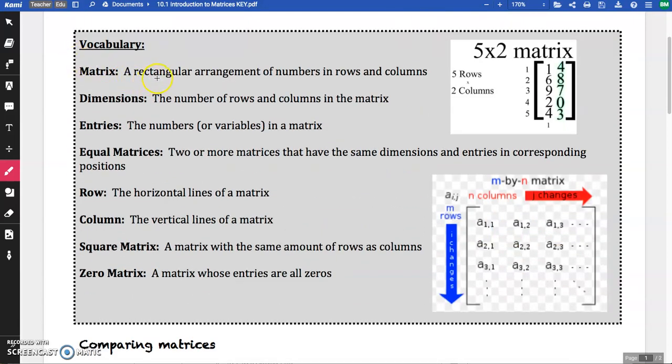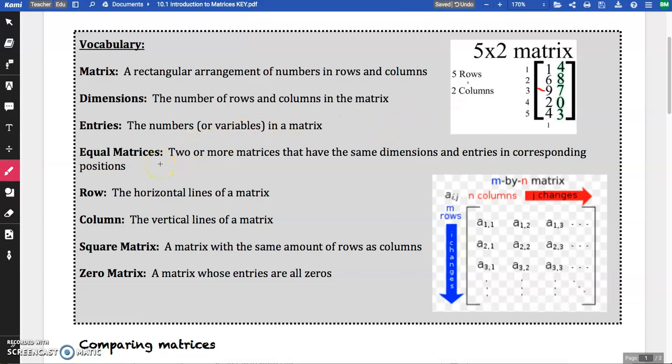So again, matrix, it's a rectangular arrangement of numbers in rows and columns. We're going to look at the dimensions today, and it's just how we label the matrix. So you can see an example of dimensions over here. This is a 5 by 2. We'll talk about that more in a moment. Entries are whatever is in the matrix, so the numbers. So like one of the entries in this matrix is 1. Another entry is 9. Right, just whatever's inside.